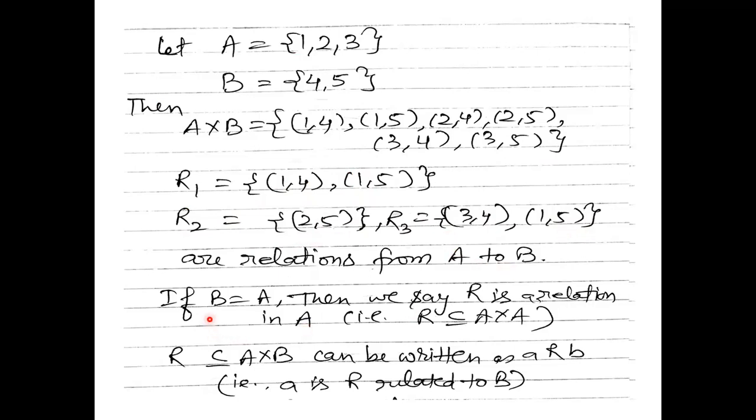As I told you, if B is equal to A, then we say that R is a relation in A, that is, R is contained in A cross A. When we say R is a relation from A to A, we say R is a relation on A. So R contained in A cross B can be written as a R b, or we can say a and b are related by the relation R, or a is R-related to b.